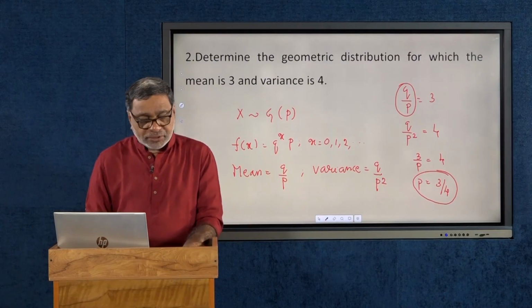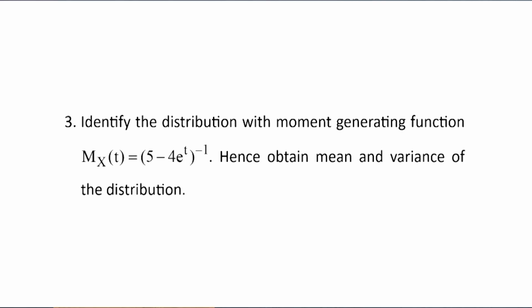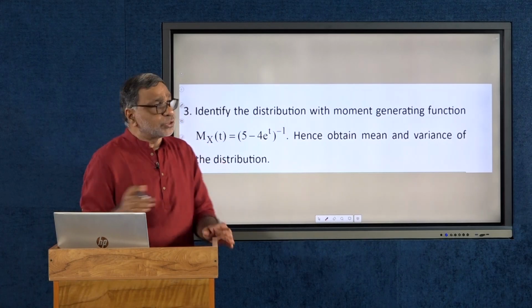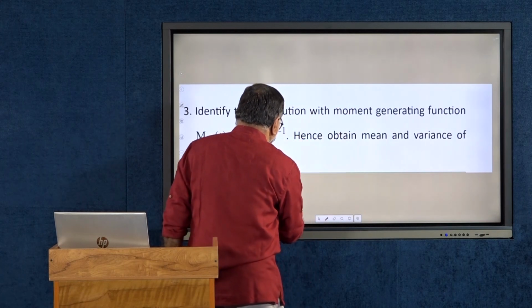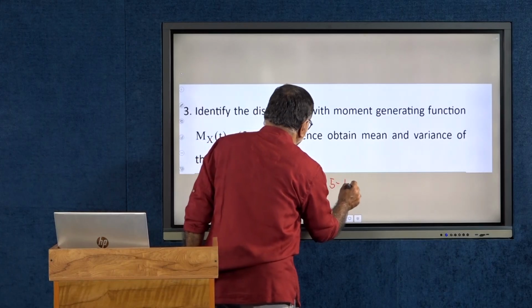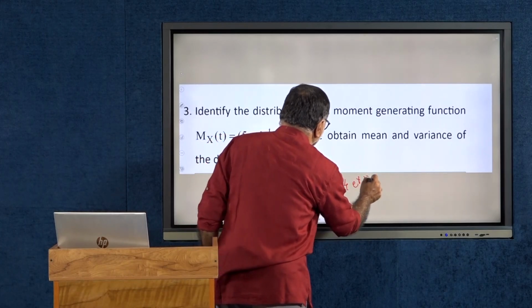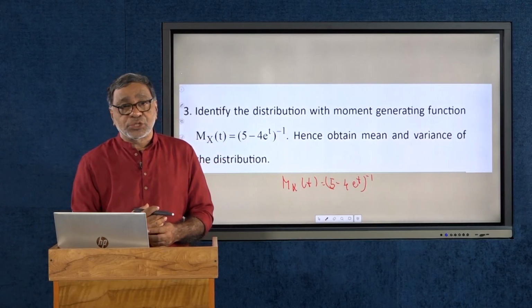And another problem, suppose you are given a moment generating function. Identify the distribution with the moment generating function M_x(t), given as 5 minus 4 e power t, the whole power minus 1, hence obtain the mean and variance of the distribution. Here the moment generating function is given, and how do we find the mean and variance of the distribution?